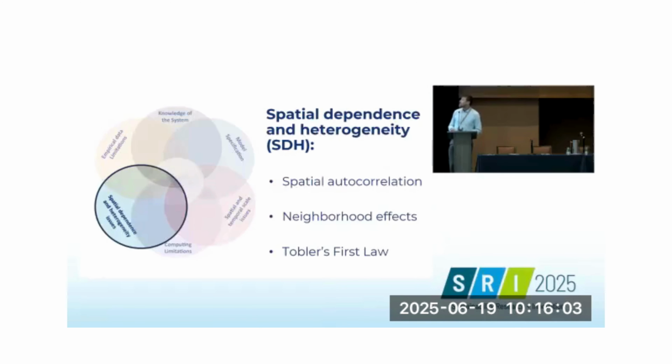Fifth is spatial dependence and heterogeneity. So this deals with spatial autocorrelation and neighborhood effects. Often quantitative analytical techniques will think about the data as independent, and a lot of the spatial dependence problems kind of violate that assumption.